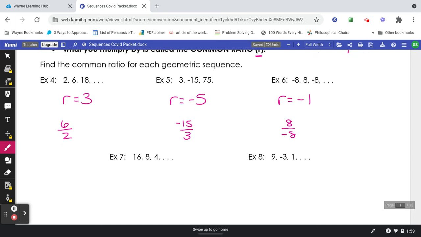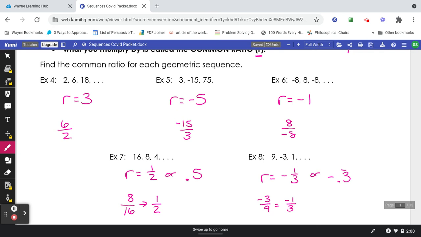You can also end up with fractions for these. So 16 times what is 8? It looks like the numbers are getting smaller. So I'm going to do 8 over 16, and I'm going to go ahead and turn that into a fraction, 1/2. Or you could also write it as a decimal, 0.5. On example number 8, negative 3/9, which reduces to negative 1/3. I don't really love this decimal because it's a repeating decimal, so it'd be negative 0.3 repeating. I don't believe Delta Math takes that answer. Make sure you type it in as a fraction.